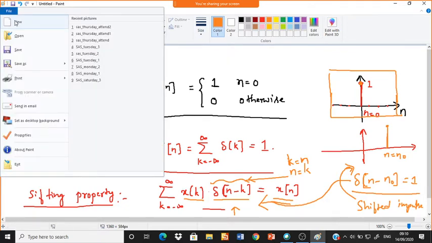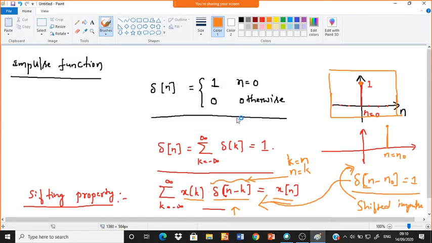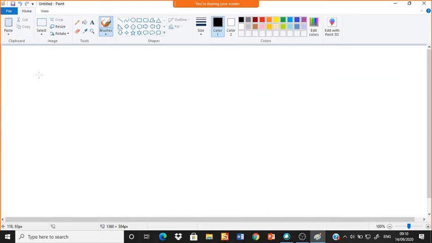So now if you consider the continuous time, you know that del of t is defined by the integration from minus infinity to plus infinity of del of t into dt, which is equal to 1. That means the area under this impulse function will be equal to 1.